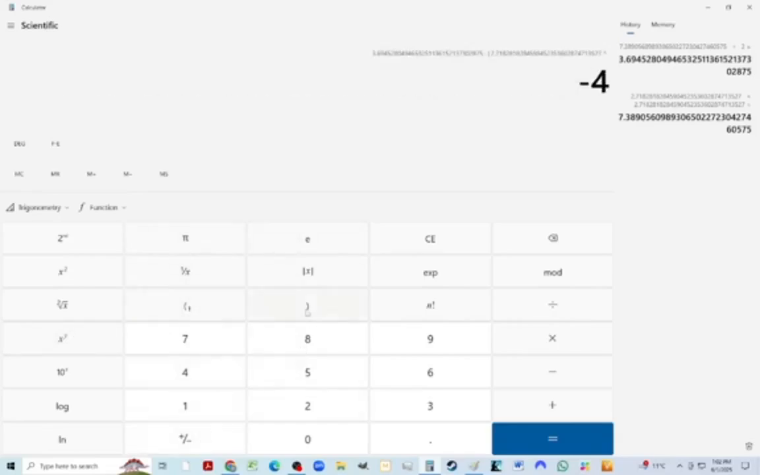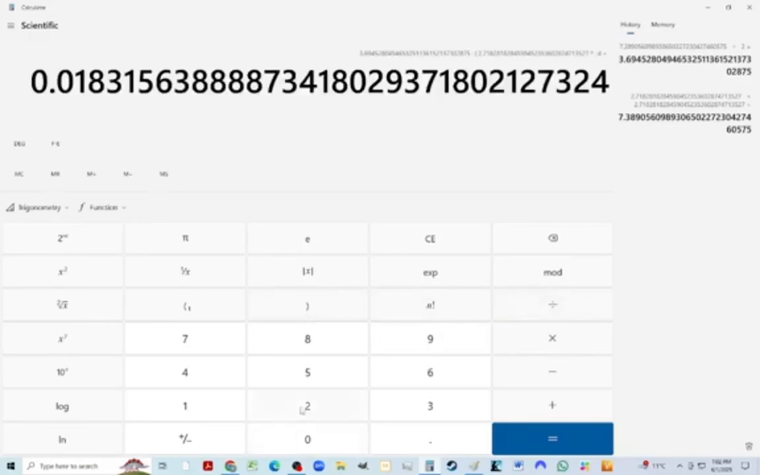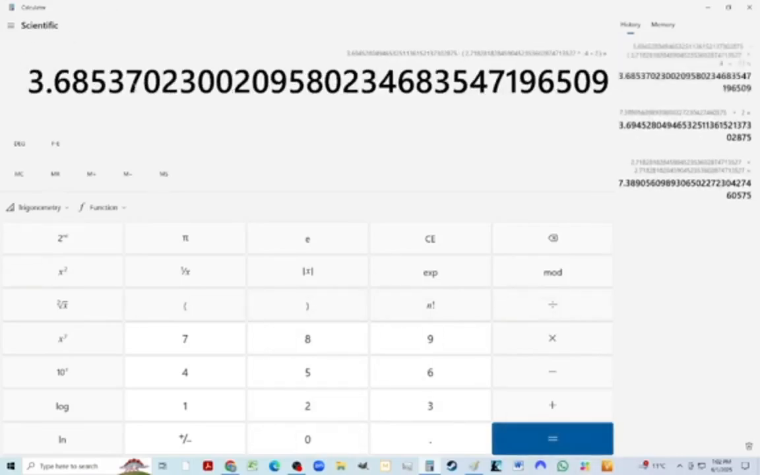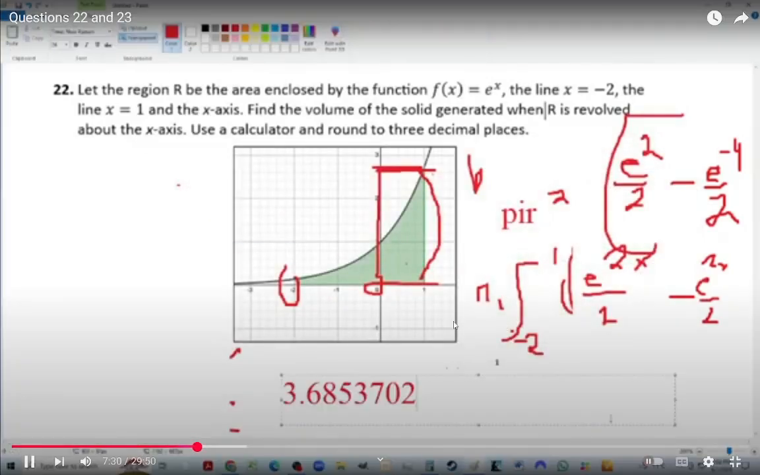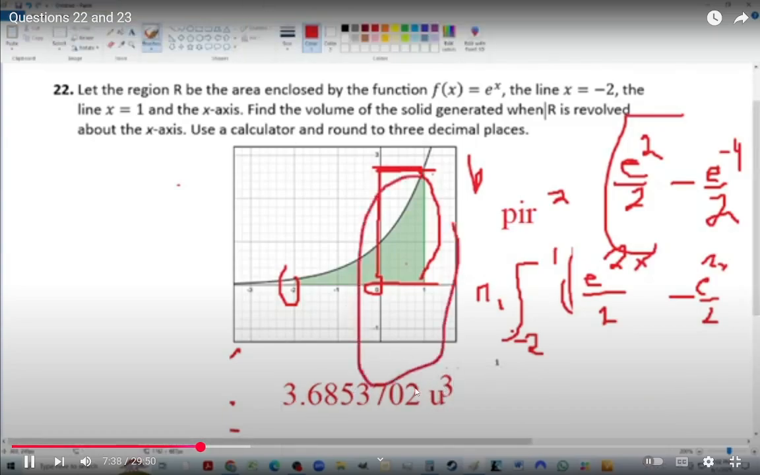Then I take e to the negative 4 and divide it by 2, and I get that. And I subtract the 2, and I get 3.68. But remember, I'm multiplying by pi. So here's a little mistake. Here, I forgot to multiply by pi, and I go back soon and correct it.